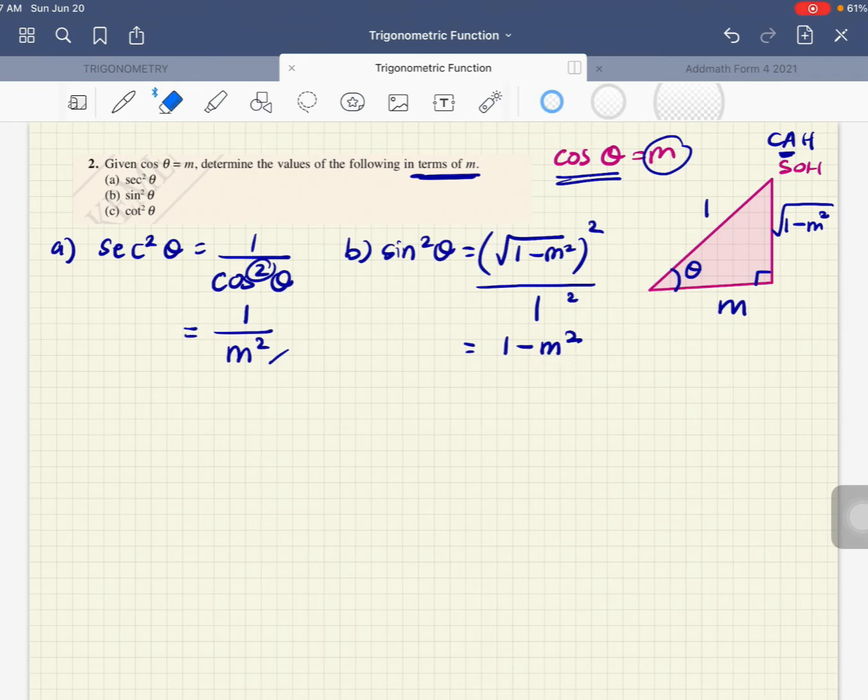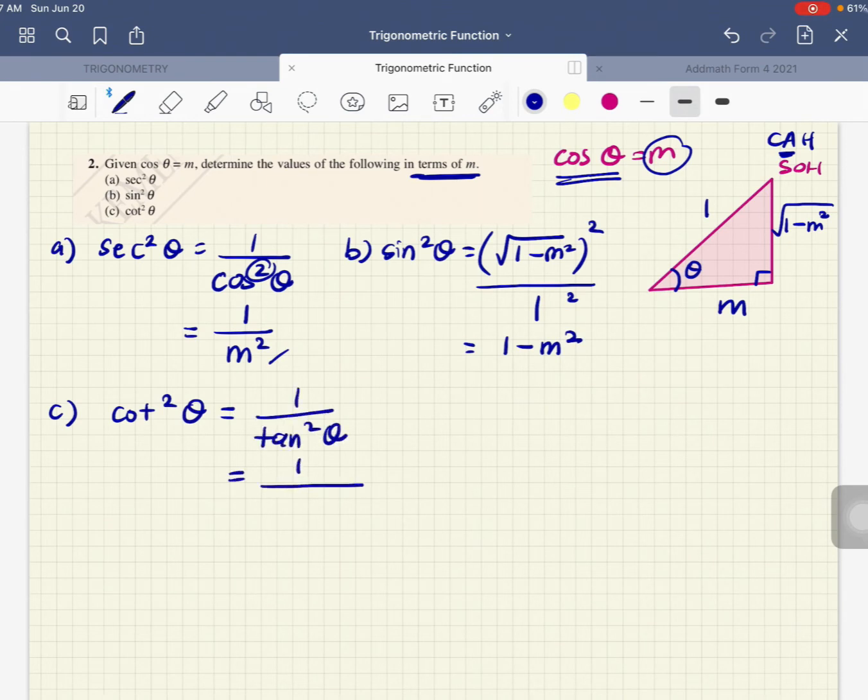So question C, cot squared theta is equal to 1 over tangent squared theta. So this is 1 over, tangent is TOA. TOA is opposite, so the opposite is the square root of 1 minus m squared over adjacent m squared. So this is squared and this is squared as well. So the answer should be m squared over 1 minus m squared. Right, that is question number 2.